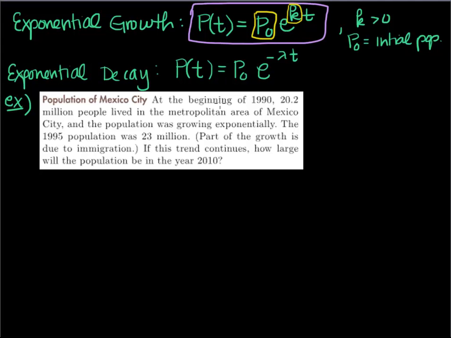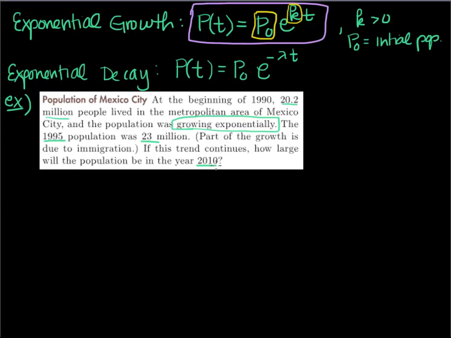So let's look at this. It says at the beginning of 1990, 20.2 million people lived in Mexico City, and the population was growing exponentially. This is pretty important, right? Why is it important that they tell us this? Because then we know we can use this exponential growth model. In 1995, the population was 23 million. Part of the growth is due to immigration. If this trend continues, how large will the population be in 2010?